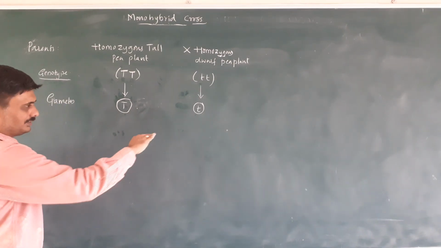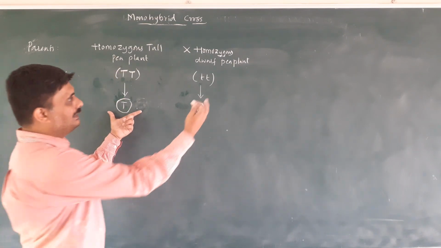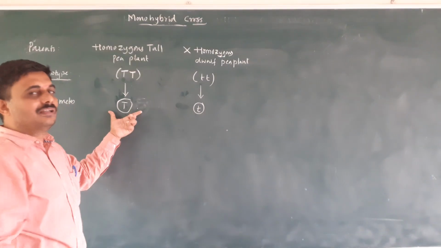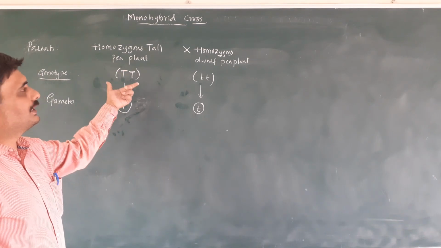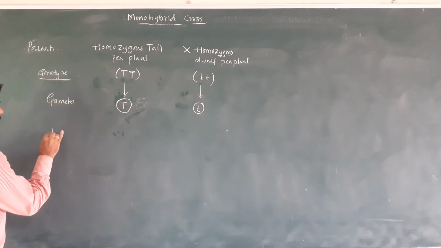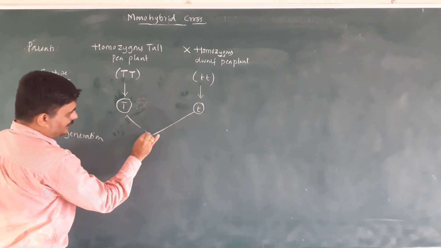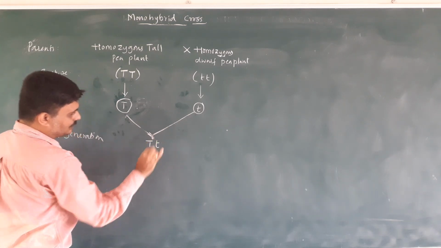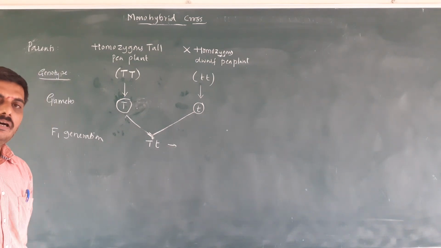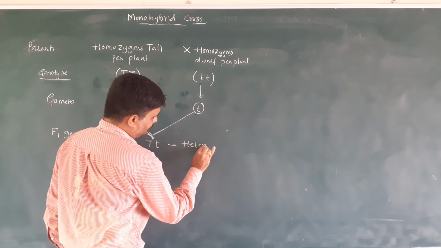So Mendel emasculated the dwarf pea plant and dusted the pollen grains of the homozygous tall plant on the stigma of the dwarf plant. This is called the hybridization experiment. In the F1 generation, he got capital T and small t. All the pea plants in the F1 generation are heterozygous tall plants.